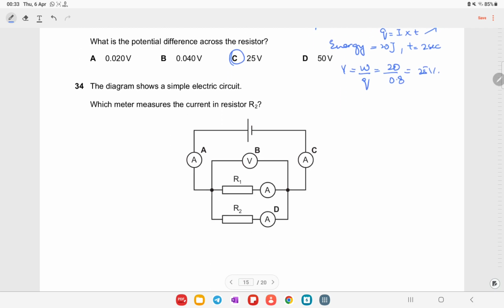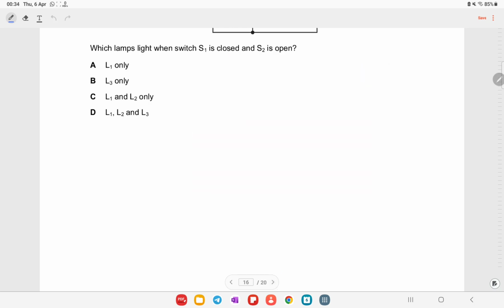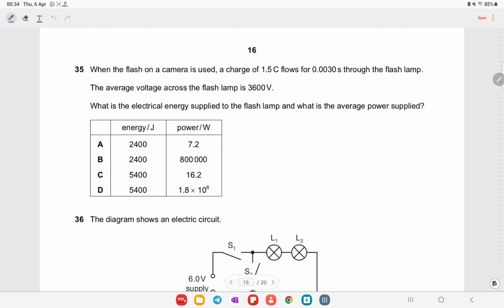The diagram shows a simple electric circuit in which the meter measures the current and the resistors are shown. So obviously it's going to be D1 because the ammeters are connected in series, and to find out the current in any device, it has to be connected in series.